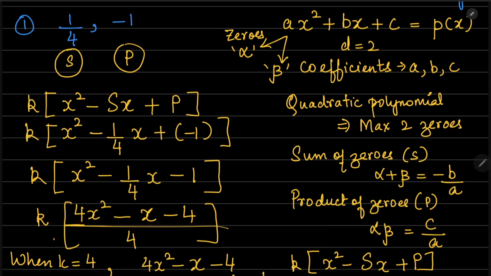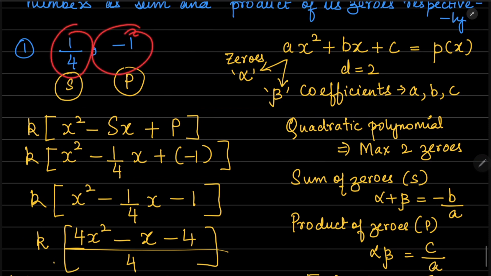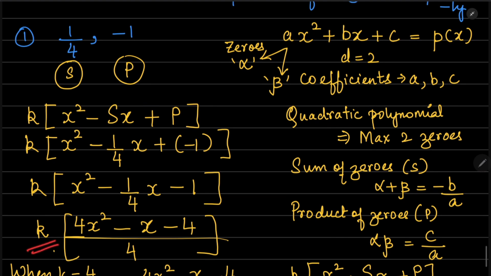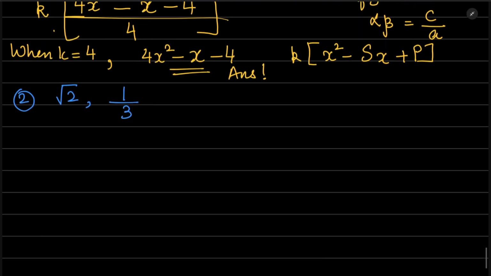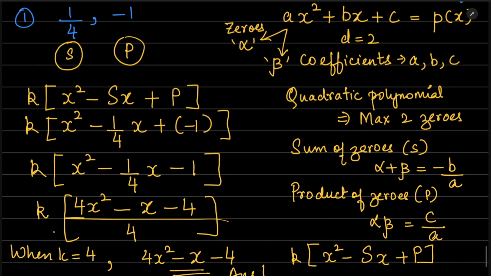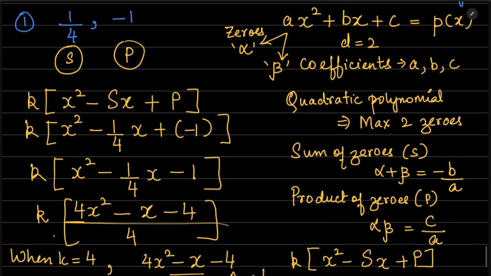So it completely depends on your convenience only. So for a given set of sum and product, you will have infinite number of polynomials, depending on what value of k you are taking. Now this particular thing you will become more clear as we go ahead with another problem. So again, the next problem is, you can make a note of it, pause it, please make a note of this, and let's go ahead and do the next question.